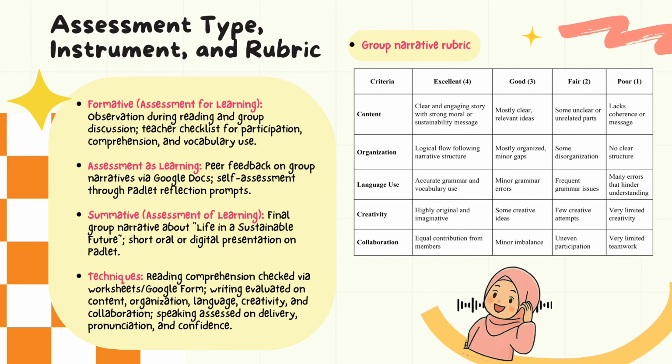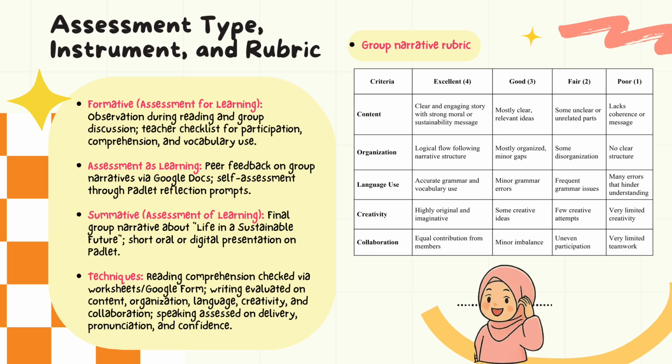Assessment and reflection. Assessment is conducted through three methods: formative, as learning, and summative. Formative assessment checks participation and comprehension. Then assessment as learning includes peer and self-evaluation using Google Docs and Padlet. The last, summative assessment, evaluates the final narrative and presentation based on content, organization, language, creativity, and collaboration.